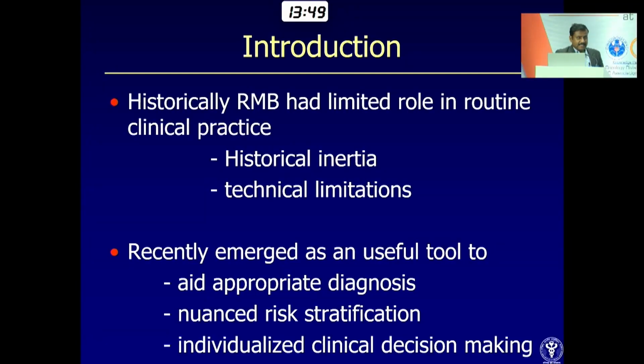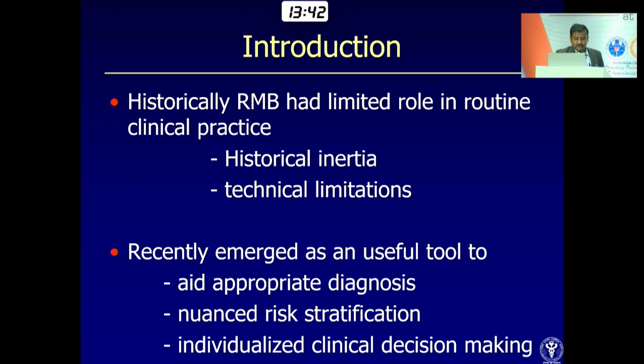All of us sitting here know the standard teachings for the indications of renal mass biopsy used to be metastatic RCC, lymphoma, renal abscess, and secondaries to the kidneys. But today we'll be talking more on the indications, complications and accuracy of biopsy in the small renal mass. Historically, renal mass biopsy had a limited role in routine clinical practice because of inertia and technical limitations. Recently, there is an emergence of renal mass biopsy.